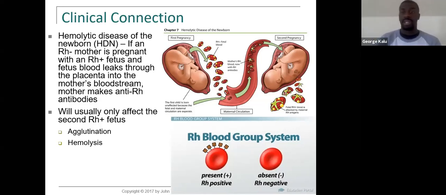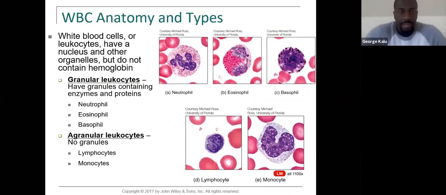The treatment is using a drug called Rogam, I believe it is. What Rogam does is it essentially will tone down mom's immune response. So instead of having these very vigilant anti-Rh antibodies, it tones down her immune response so she doesn't produce them as much, and they're able to protect the baby in that way. Okay, so those are red blood cells.